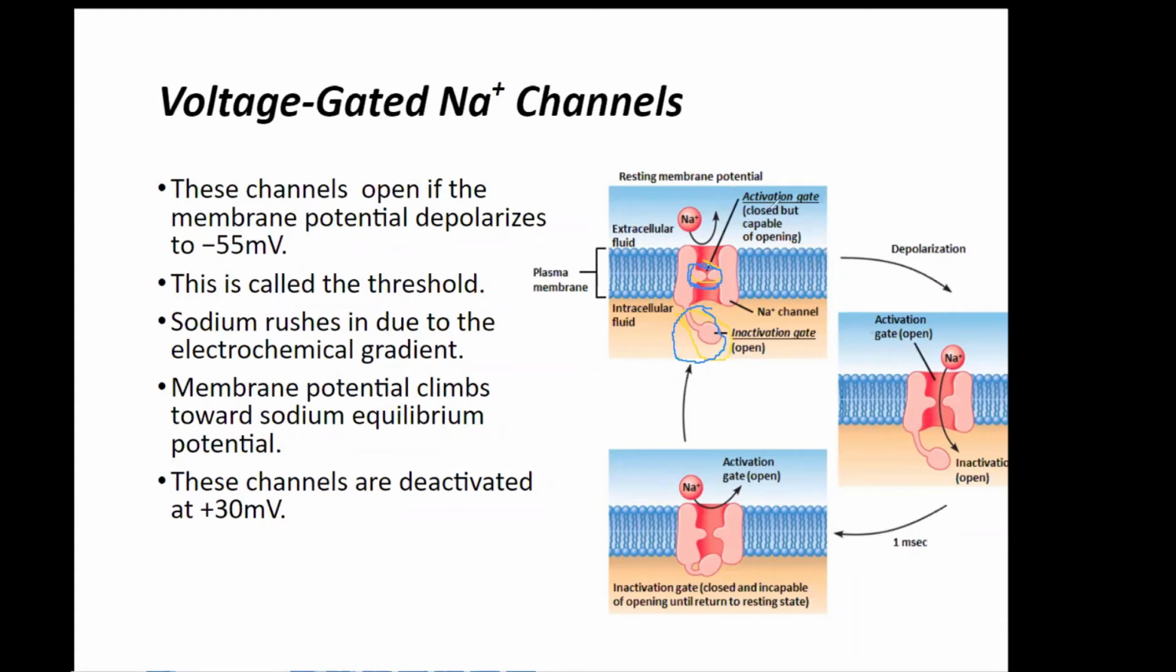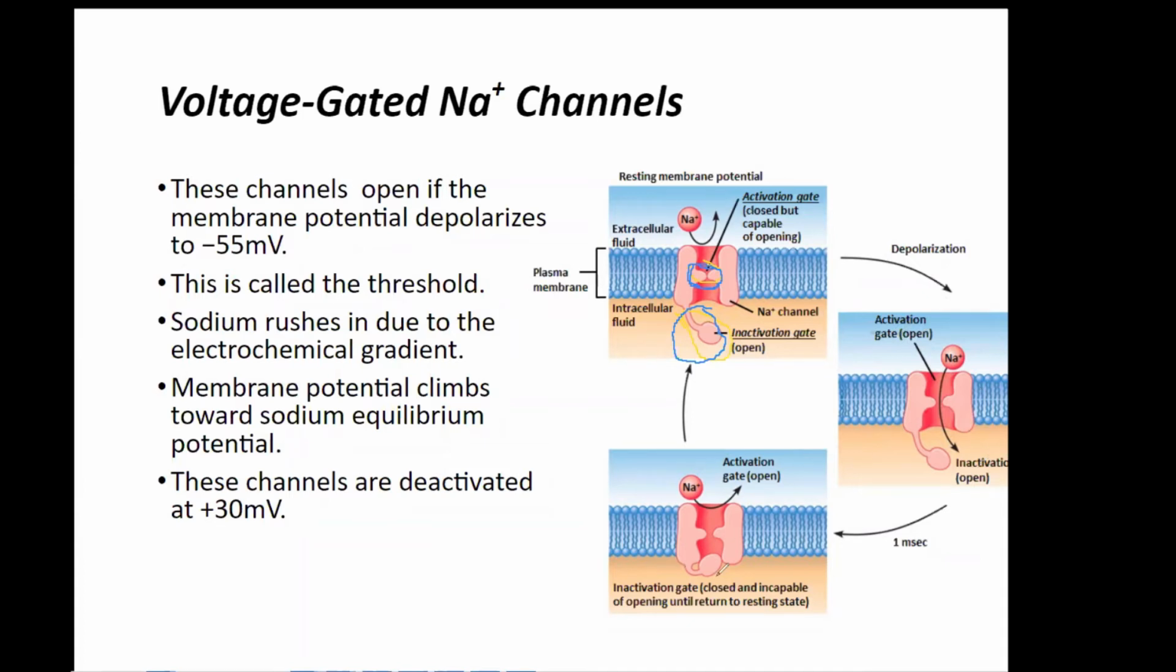So at the beginning, at our resting membrane potential, this gate is closed, but it can open. When we hit our threshold of negative 55, when we depolarize to negative 55, that activation gate opens. So that's what we see in the second picture here on the right. And so now we can see our inactivation gate was already open. Our activation gate has now opened because we've hit the threshold voltage. So sodium is rushing in. So we see that it's drawn on, our sodium flowing through the two gates.